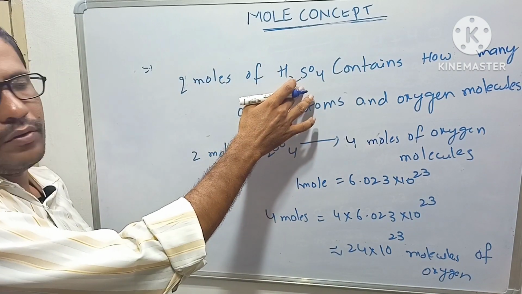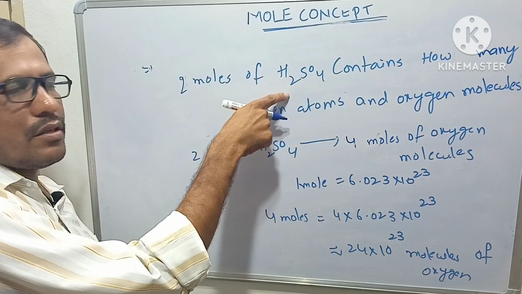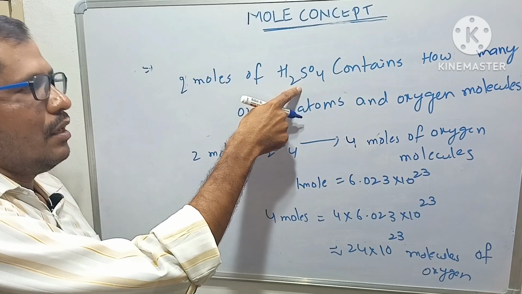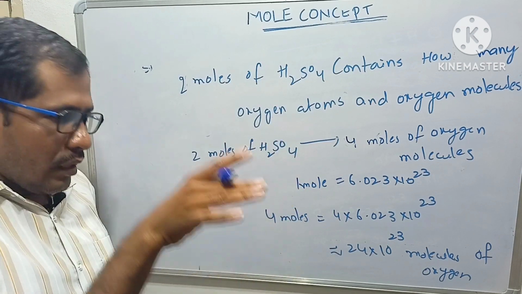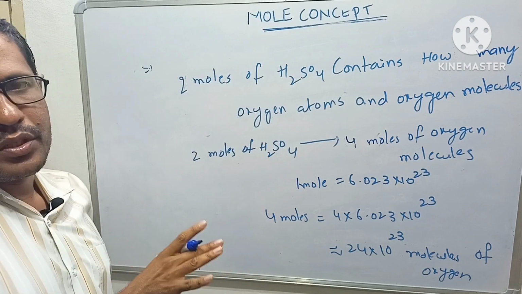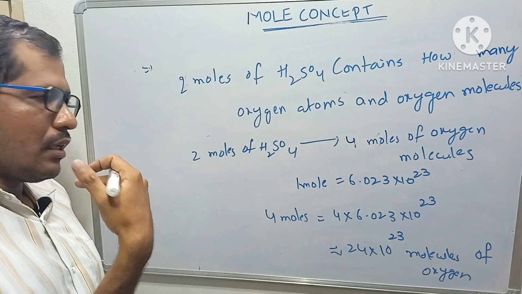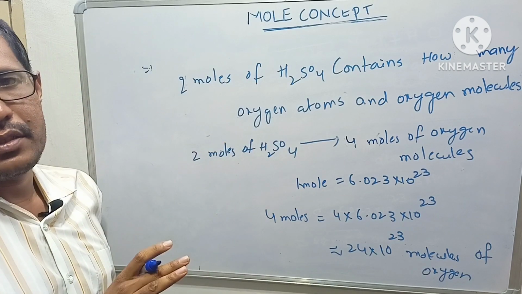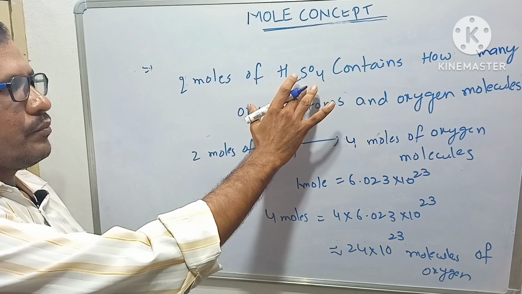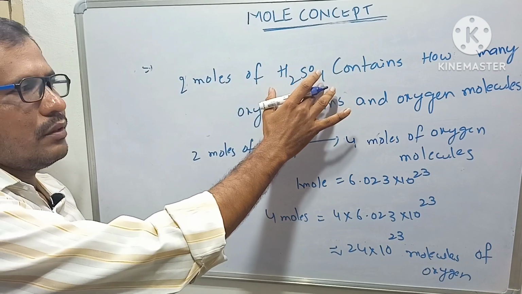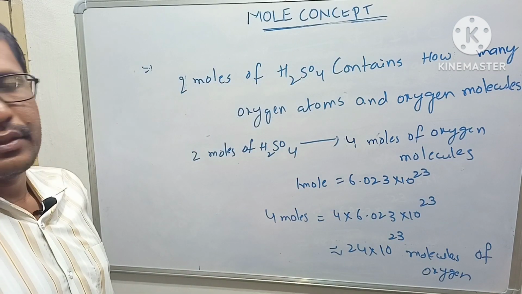When he has given the compound, he may ask us to calculate the individual element moles, the individual element mass, and how many individual element atoms or molecules are there. This is the way the question paper setter will frame the questions. Once you master the concept, you can solve any kind of question, whatever the method he gives. So with 3 methods: first, he has given the compound and we calculated the moles; then the mass; and next, we calculated the number of molecules and atoms. Okay, thank you.